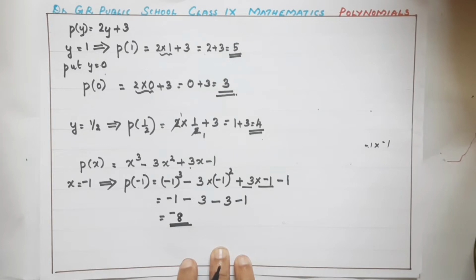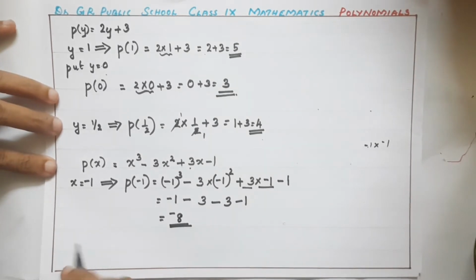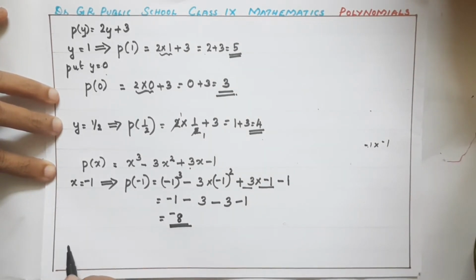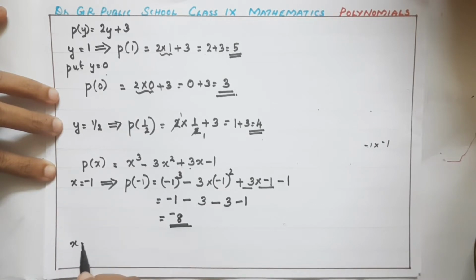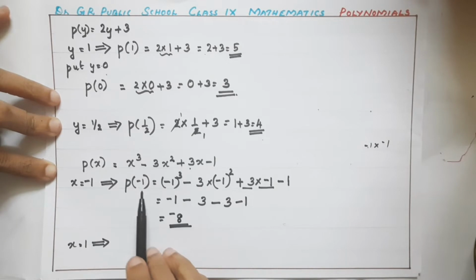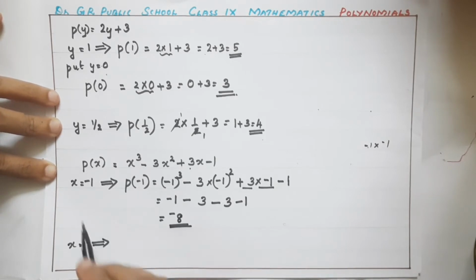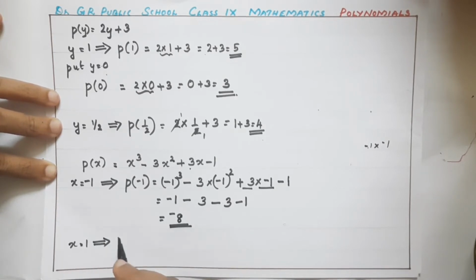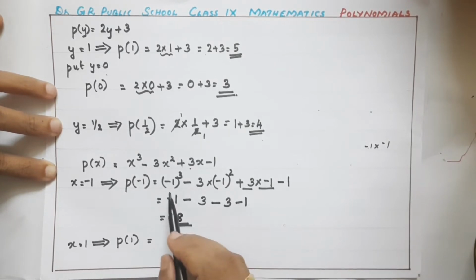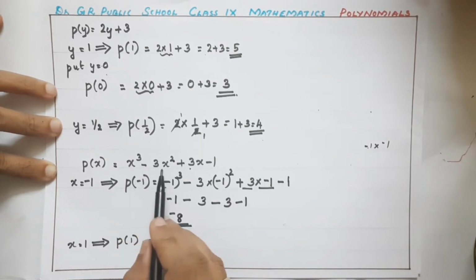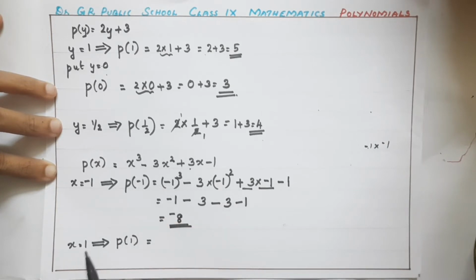Okay. Now if we are putting x equal to 1. So x equal to 1. Let us verify what is the value of the polynomial. So p of x can be written as p of 1 equal to, here in the place of x we have to put 1.